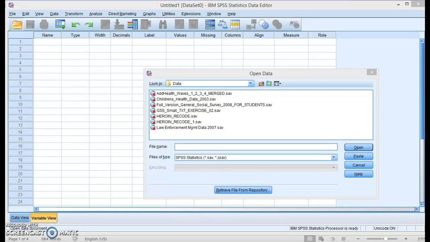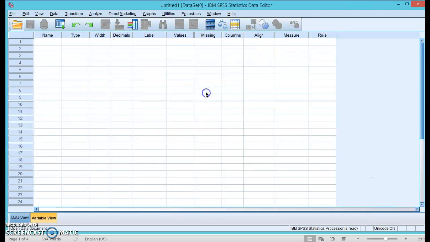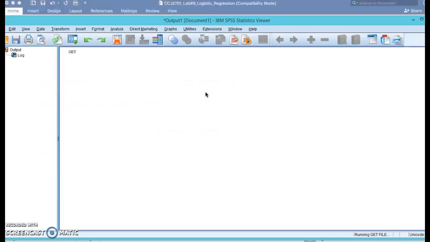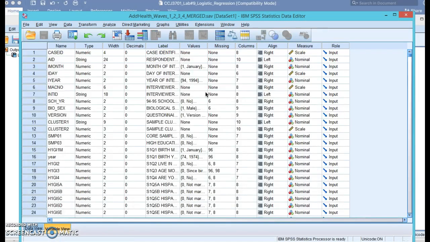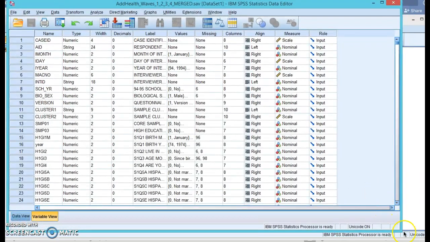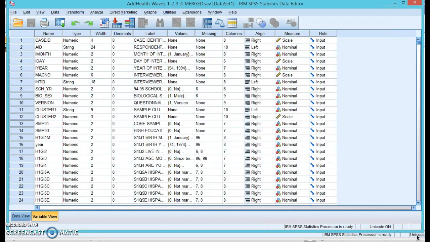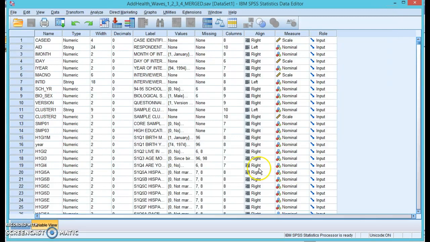But let's get into Lab 9. I'm just going to give you some tips and tricks. We're going to go ahead and open up Add Health. That's our data set we're going to be in today. And we're going to be doing more of a CJ style question, something that's a little more relevant to criminology type of research, stuff that you would see. Okay?